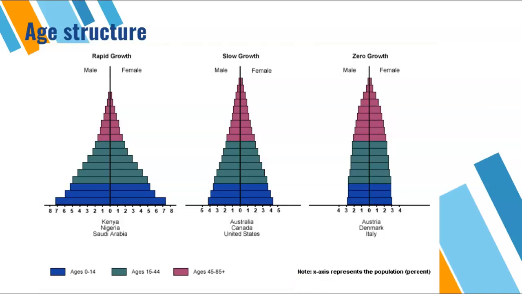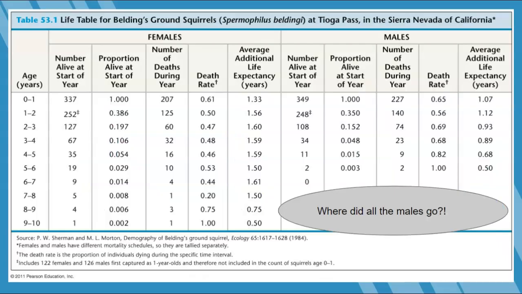Okay, let's take a look here at some data. This is for Belding's ground squirrels, right? Here's the age over here on the left. Here's the females, here's the males. I want you to focus on the number alive at the start of the year. So they started with 337 females and 349 males. And if you look after 10 years, there's one of those initial females left.